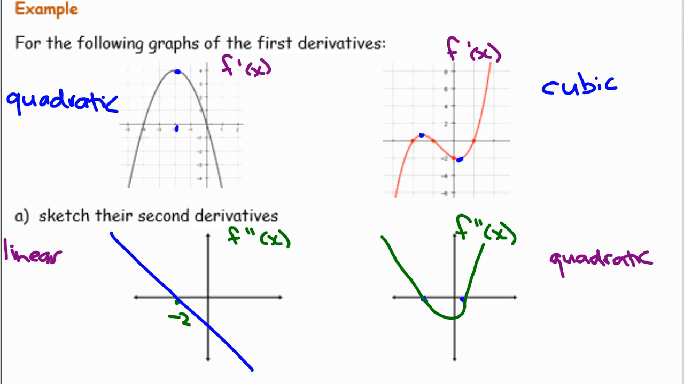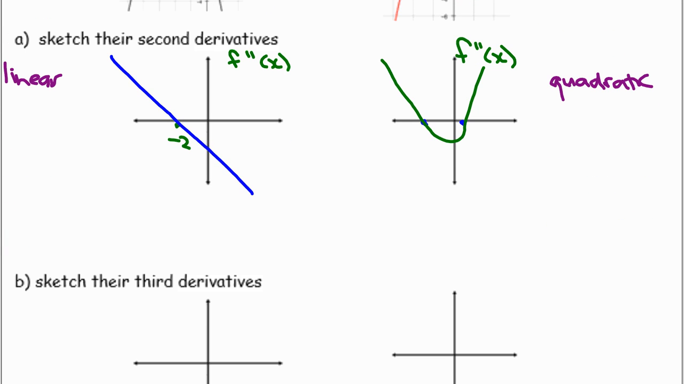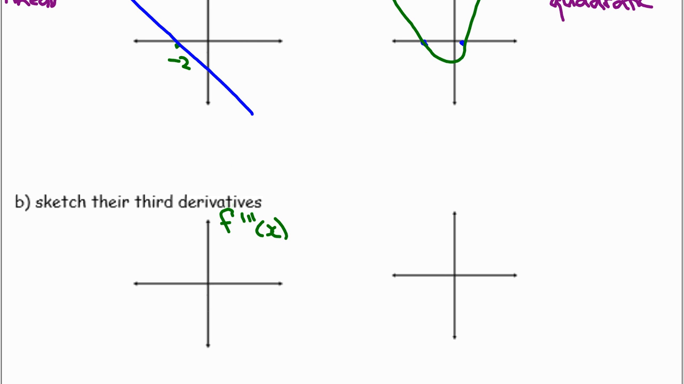Okay, last one. Switch to the third derivatives. Let's do it fast. It's f dash dash x. And remember, once we get to the fourth derivative, we just write f4x. The third one we've done, so this one's going to be a constant. And this is going to be a linear.